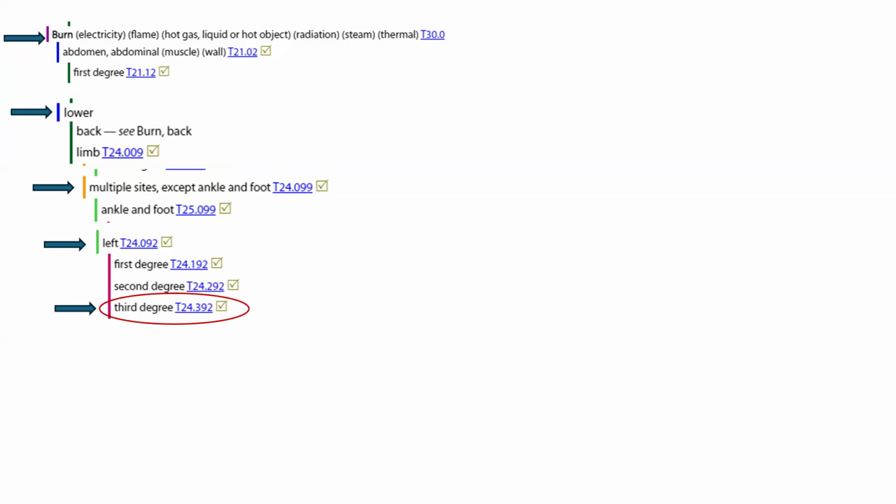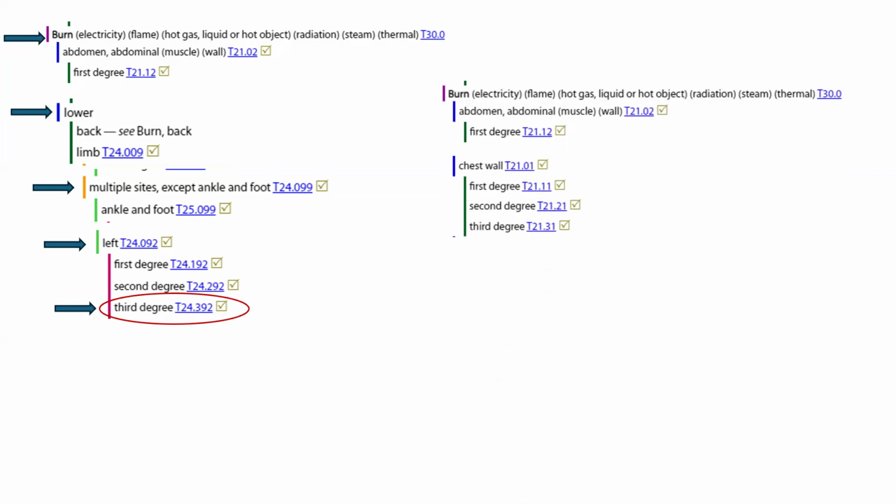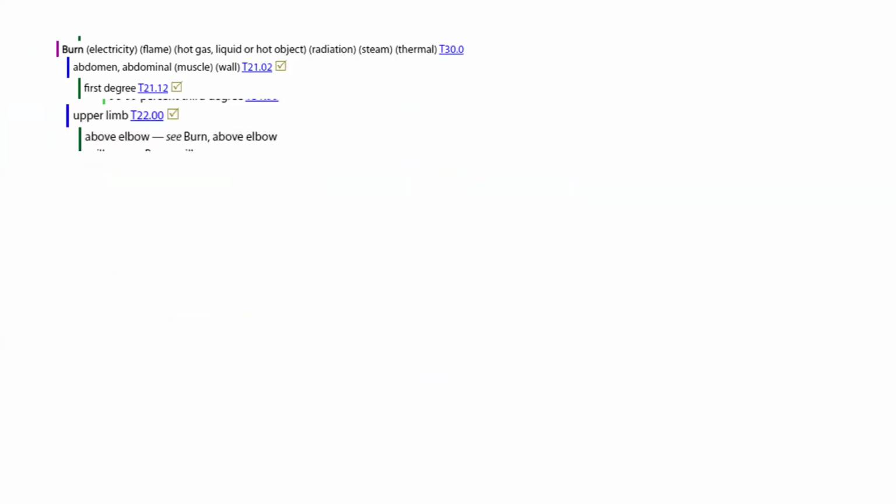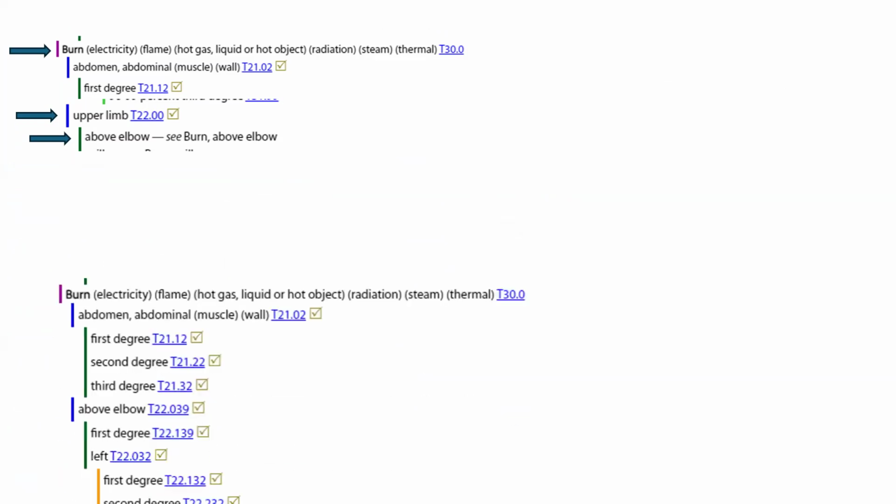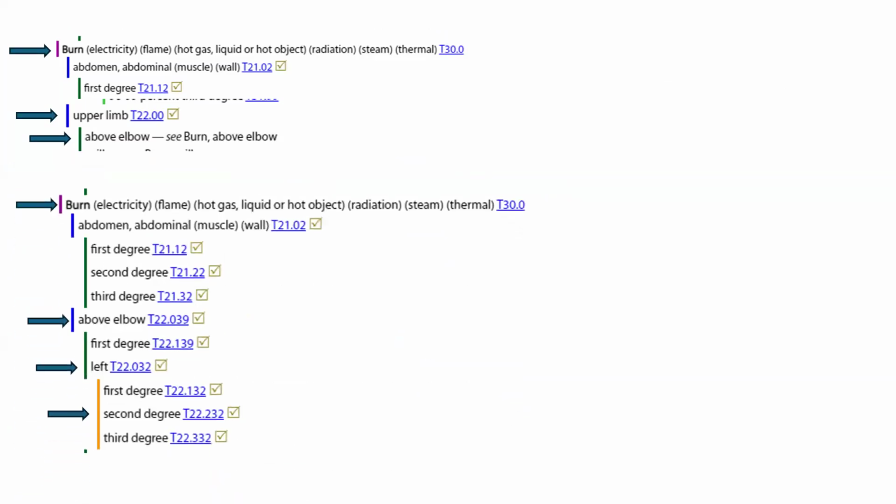Next is the third-degree burn of the anterior portion of the left side of his chest. Third-degree burn to the left side of the chest is found in the alphabetic index by looking for burn, chest wall, third degree, referring you to T21.31. The next code is a second-degree burn to the left upper arm, which is found in the alphabetic index by looking for burn, upper limb above elbow, directing you to see burn above elbow. Look in the alphabetic index for burn above elbow, left, second degree, referring you to T22.232.